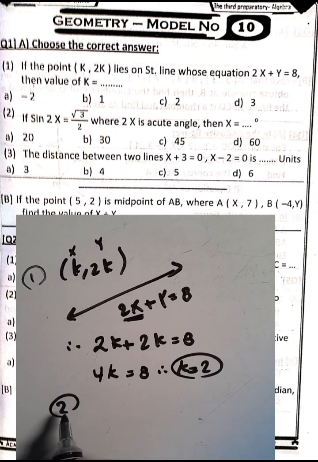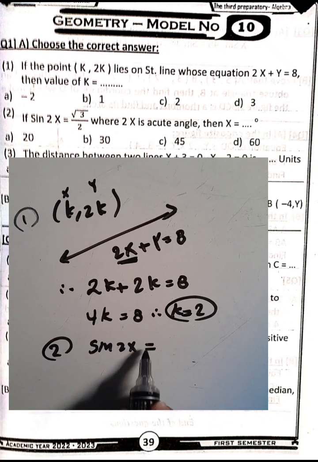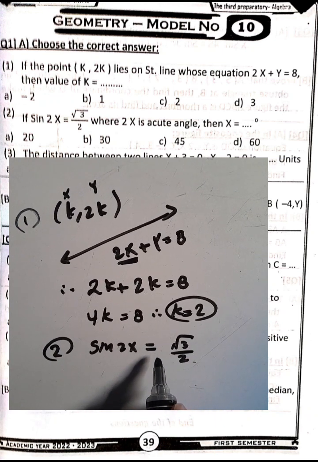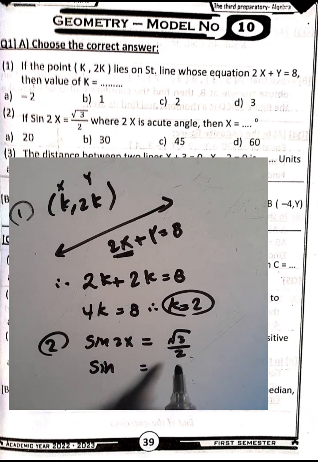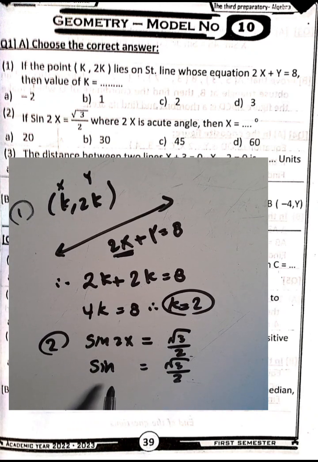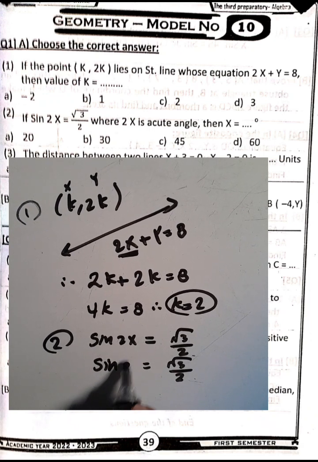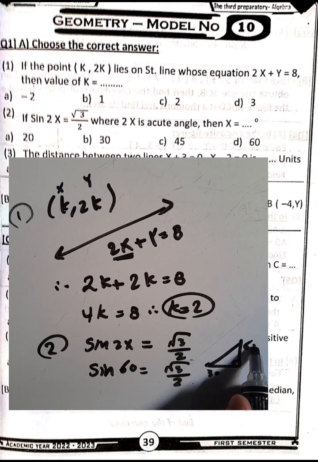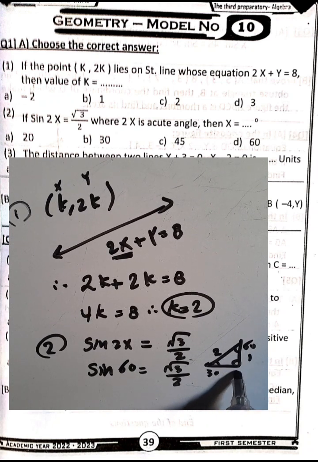Question number 2. If sine 2x equals root 3 over 2 and 2x is an acute angle, we want to find x. We know sine what equals root 3 over 2? We know sine 60 equals root 3 over 2, because in a right angle triangle, if we have here 30 degrees and this angle 60, sine 30 will be 1 over 2, and sine 60 will be root 3 over 2.